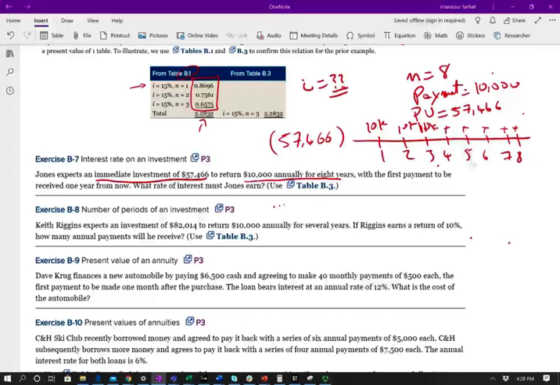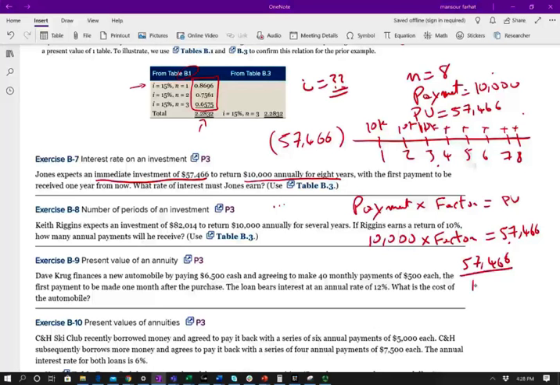Well, here's what we do. Remember this formula: the payment times the factor gives us the present value. The payment here is $10,000. We don't know the factor. We know the present value of all the payments is $57,466. Now we can find the factor. The factor is $57,466 divided by 10,000. All I did is rearrange this formula.